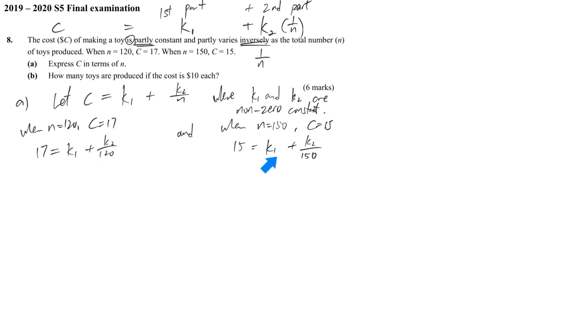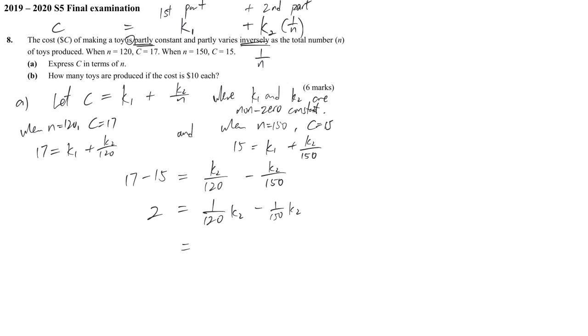I want to simplify them, so the best method is to subtract them. Because both of them contain k1, I just subtract them. k1 minus k1 will become 0 and disappear. So 17 minus 15, left-hand side minus left-hand side, should equal this item minus this item. Just like what I mentioned, k1 disappeared. So k2 over 120 minus k2 over 150. In your calculator, to handle it, you may just enter 1 over 120 minus 1 over 150, times k2.